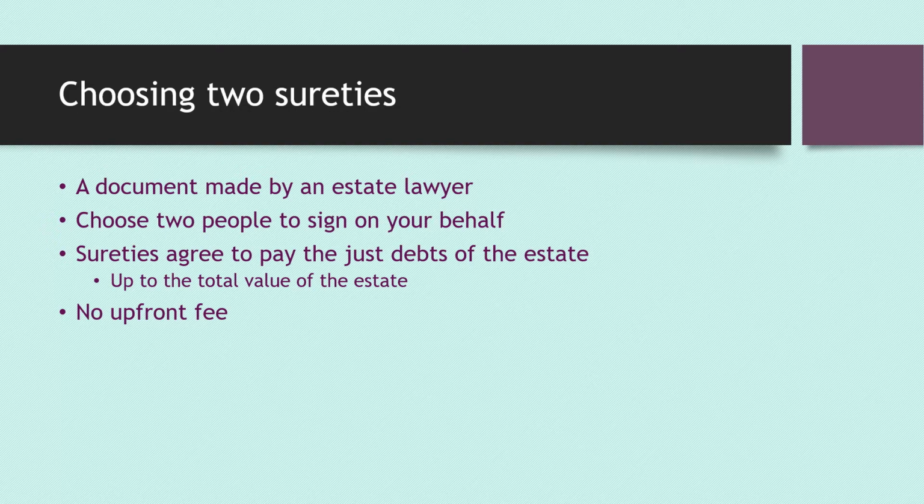As part of signing the document, the two sureties swear an affidavit that says that they are over the age of majority, that each person is willing to pay the debts of the estate if necessary, and that each surety has assets of at least the value of the estate. For this option, there is no upfront fee. The sureties would only be responsible for paying anything if the administrator does not handle the estate properly.